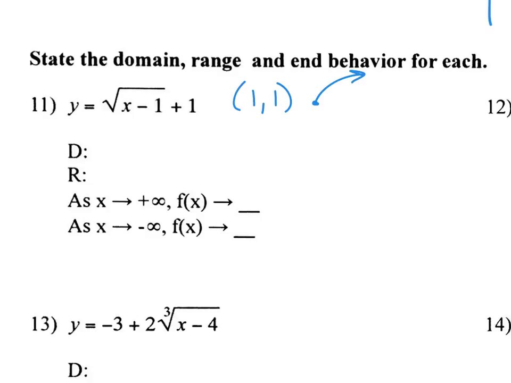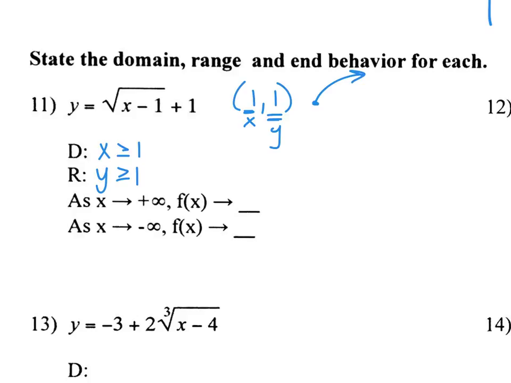So when I list domain, I'm going to say domain or x values greater than or equal to 1 because I'm going to the right. The range is y values greater than or equal to 1 because I'm going up. I'm getting those values from the x and the y of the vertex.